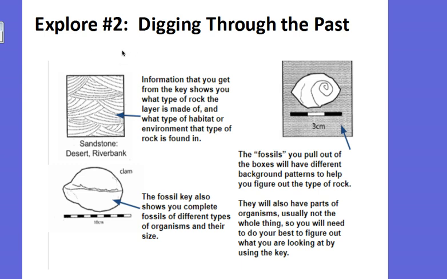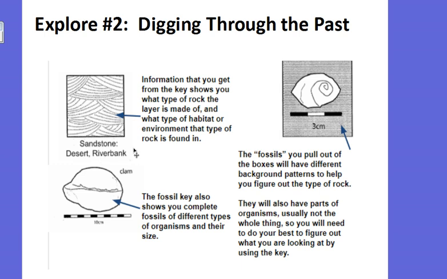We did this other Explorer activity, digging through the past, where we were digging in the sand for our pictures of fossils and looking at some of the pieces of evidence that scientists find. Scientists can get information from the type of rock that the organism is found in. For example, if it was found in sandstone, that's evidence of either a desert environment or a riverbank, and those are two pretty different environments.